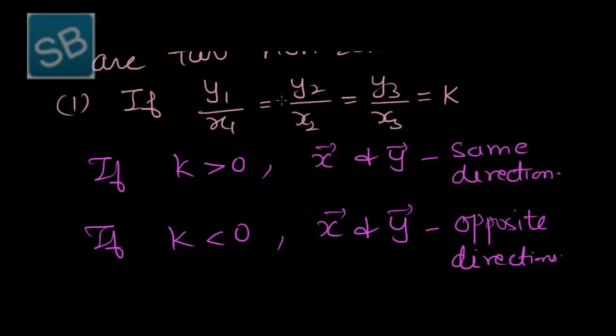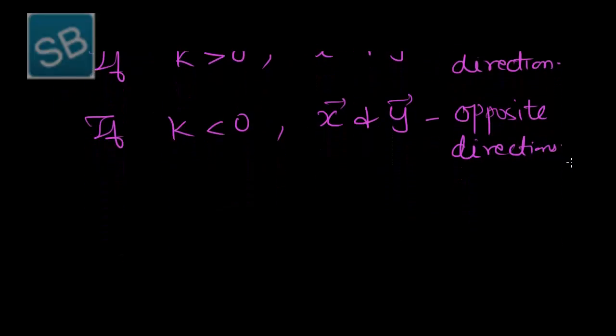That is, if the ratios of the components of two vectors are the same, then according to negative and positive value, the vectors have the same or opposite direction.